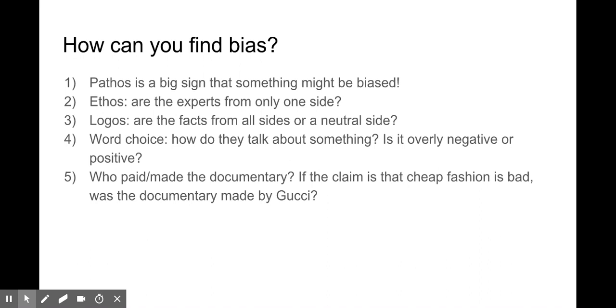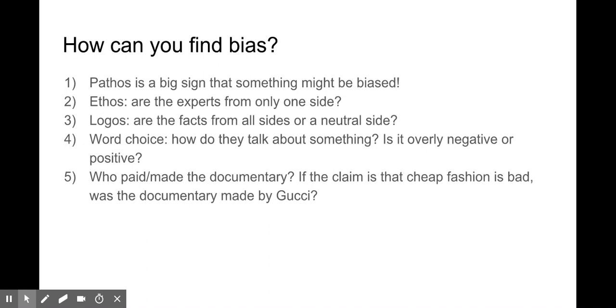First off, if there's a lot of pathos in a documentary, that's probably bias, right? Because pathos is not made up of facts. Also, we kind of already talked about this, but if the ethos of the experts are only from one side, that is a bias where they are biased towards that one side. Also, if the facts they're showing are only positive or only negative, then that's biased. Ideally, we'd want the facts to just be facts and neutral. Also, if they're just using a bunch of opinions instead of facts, that's super biased. Word choice, how do they talk about something? Is it always negative, always positive, or do they try to use neutral words?